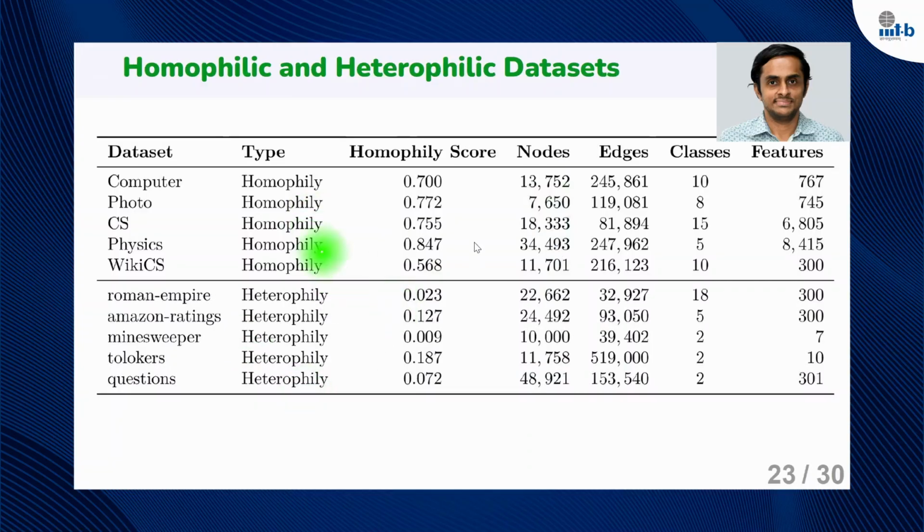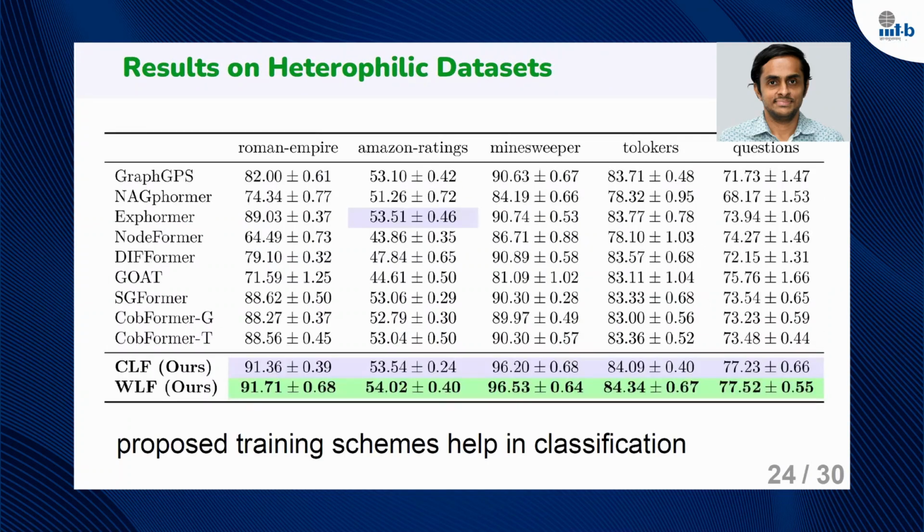And then these are the heterophilic data sets, again, a few thousand nodes in each of them. Now these are the results on the heterophilic data sets. This is the test accuracy, the accuracy on the test split for the vertex classification problem. You can see that the proposed approaches, CLF and WLF, outperform all the baselines by 1 to 2% at least.